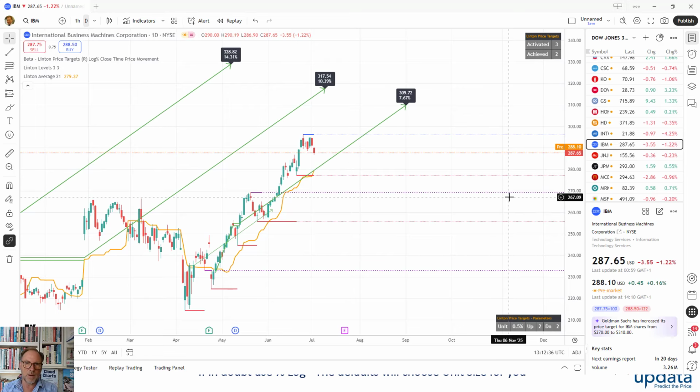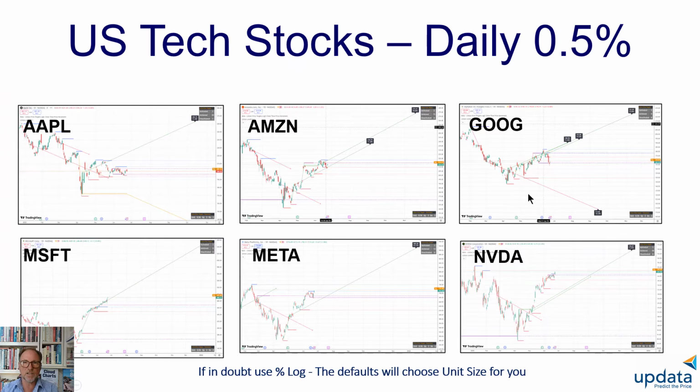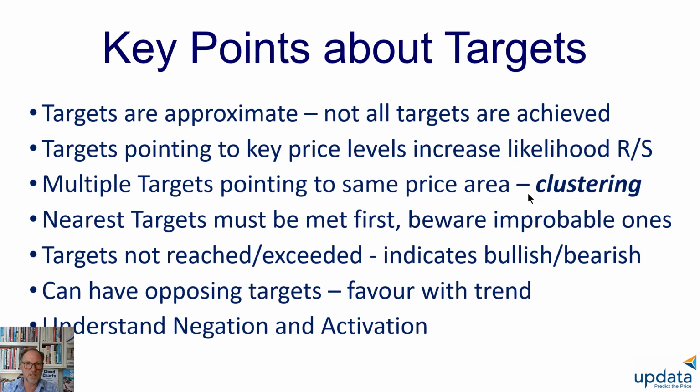So from that point of view, the ability to go through lots of charts quickly with those units set is valuable, and I do recommend 0.5% is the ideal size for daily. So the key thing about targets is that they are approximate. Not all targets are achieved. Targets and the state of a target being achieved or not achieved is a form of bullish or bearish confirmation.